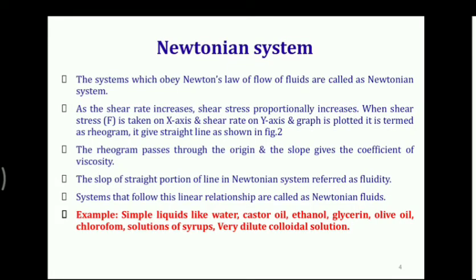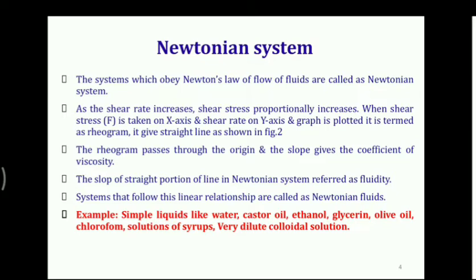What are the characteristics of a Newtonian system? A system which obeys Newton's law of flow of fluids is called a Newtonian system. As the shear rate increases, the shear stress increases proportionally. So these are directly proportional. When the shear stress, F, is taken on the x-axis and shear rate on the y-axis, the graphical representation is called the rheogram.